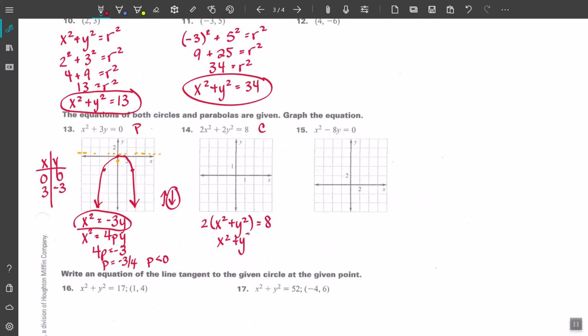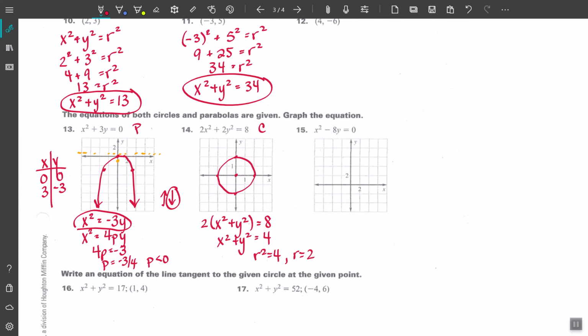I'm going to divide through by the 2, and I'll get x squared plus y squared equals 4. So my r squared is 4, and since my r squared is 4, it means my r is 2. So I'll go from the center out 2 units on every side, and then connect my dots.